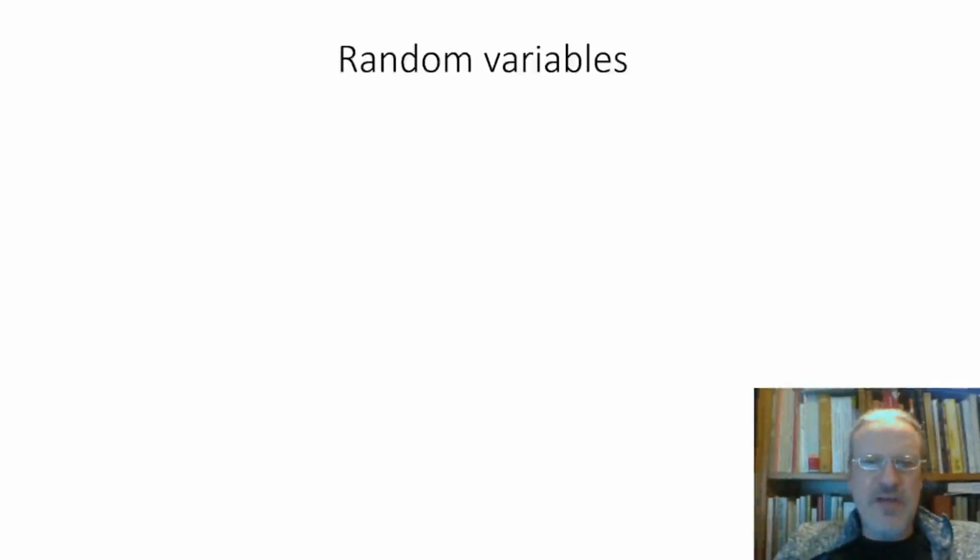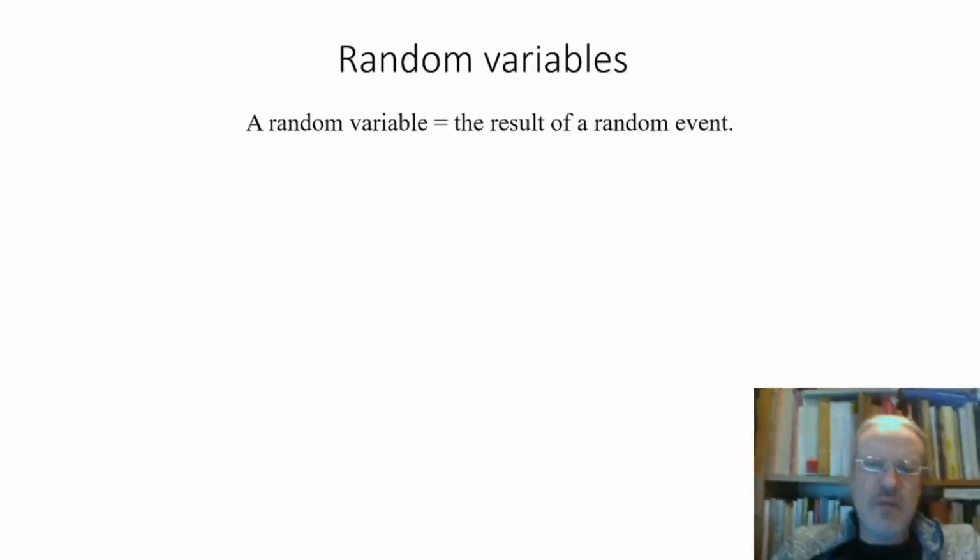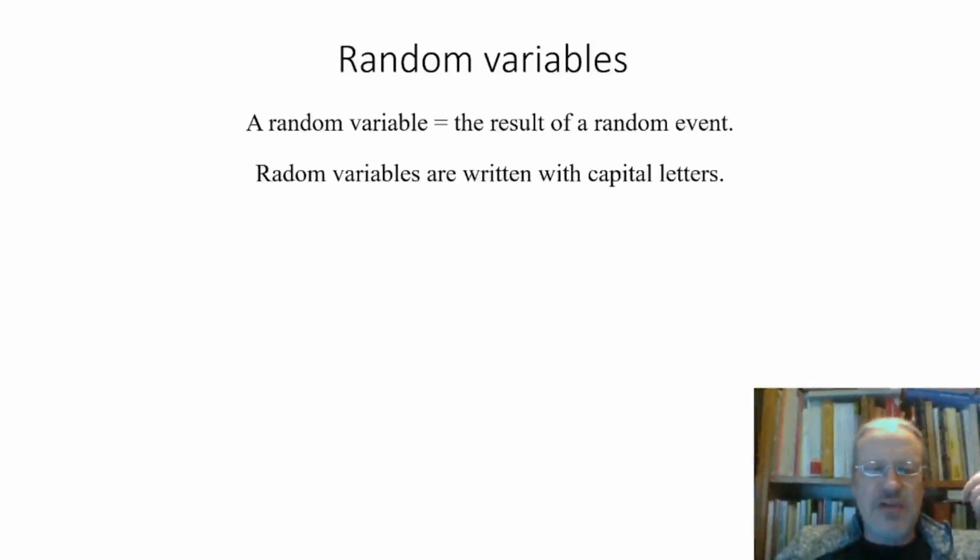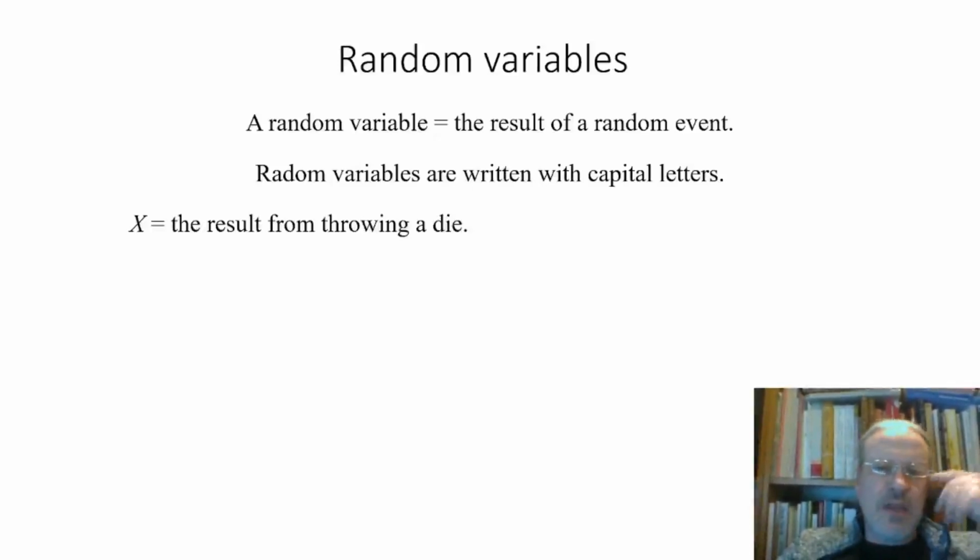So, what is a random variable? A random variable is the result of a random event, and we usually write random variables with capital letters compared to ordinary variables that are usually written with small letters. An example could be the variable X, the capital X here, is the result from throwing a die, so X could be any of the values 1, 2, 3, 4, 5, and 6.